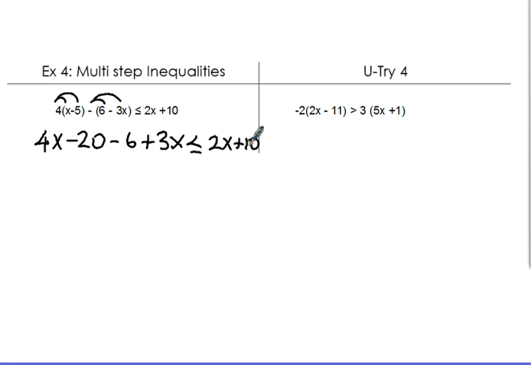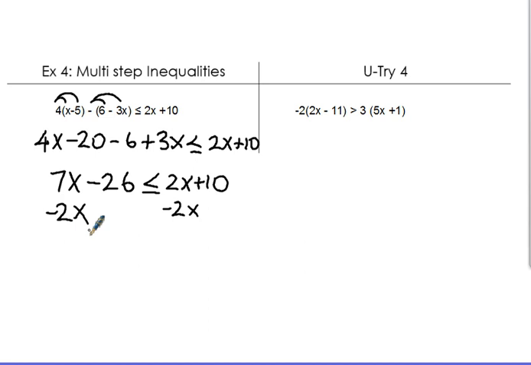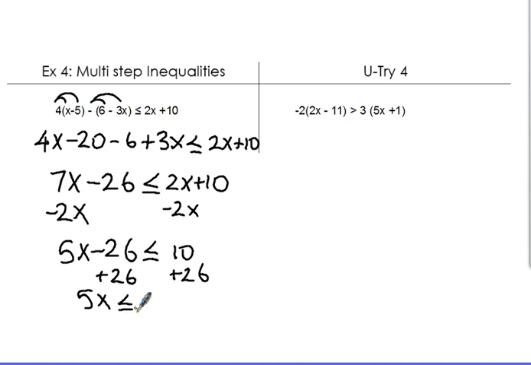Let's do combining like terms before trying to gather the variables only on one side. Positive 4x, positive 3x together will make 7x. Negative 20, negative 6 will make negative 26 together. Less than or equal to 2x plus 10. Let's subtract 2x from each side to get the variables on the left only. So you will have 5x minus 26 is less than or equal to 10. We will add 26 on both sides. I have 5x is less than or equal to 36.